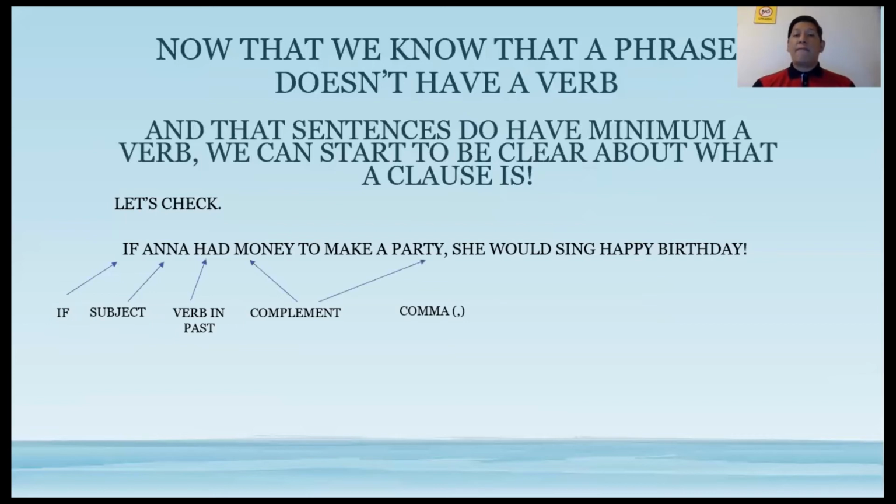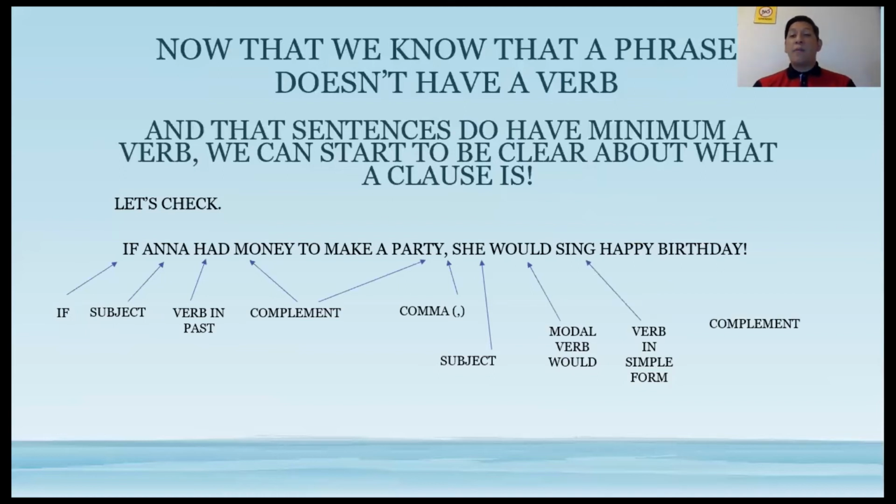Very important, we have a comma. The comma, let me tell you that it is super important. When you start a sentence with if, you need to have the comma. So it is marked in there. The subject, we have she. Then we have a modal verb that in this case is would. We have a verb in the simple form, which is sing. And we have the complement, which is happy birthday. So if you check all of this sentence, this is a second conditional sentence.